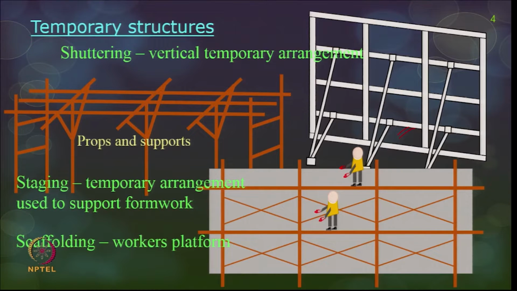The next one is staging. Stagings are all your props and supports, either for centering or for shuttering, which implies either vertical supports or horizontal supports. All your props and supports are called staging. And scaffolding, as I said, is a workers platform wherein workers reach the place of work, and it primarily helps the workers and material movement. These are the different terminologies, and all these are called temporary structures. The minute the actual building construction is completed, all these structures will be removed from the site.